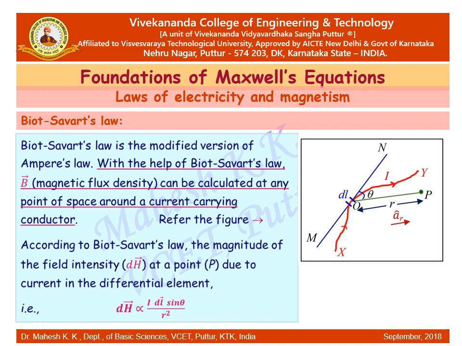We are now looking into another important law, that is Biot-Savart law. It is often referred to as a modified version of Ampere's law because, as you remember, previously it was Ampere who introduced the connection between electricity and magnetism. Here, in Biot-Savart's law, it goes one step further: with the help of this law, magnetic flux density can be calculated at a point or space around a current carrying conductor.